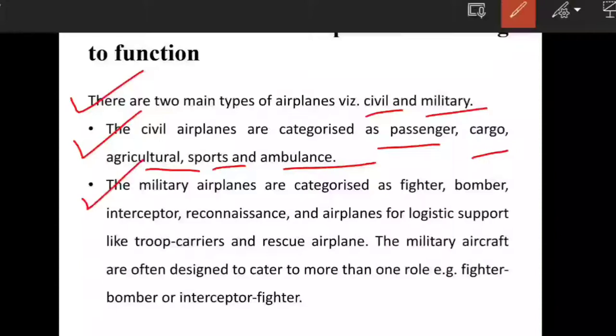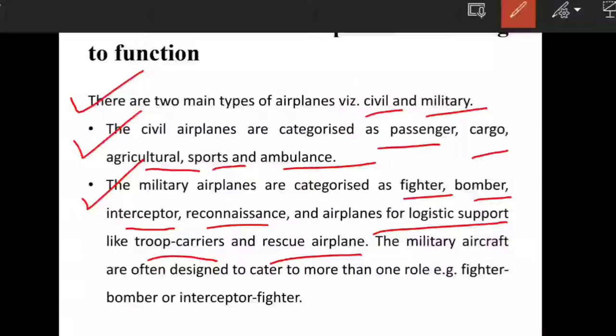Military airplanes are categorized into fighters, bombers, interceptors, reconnaissance airplanes, and airplanes for logistic support like troop carriers or rescue missions. Military airplanes are often designed to cater to more than one role. What types of roles? More than one role, that is fighter, bomber or interceptor fighter.